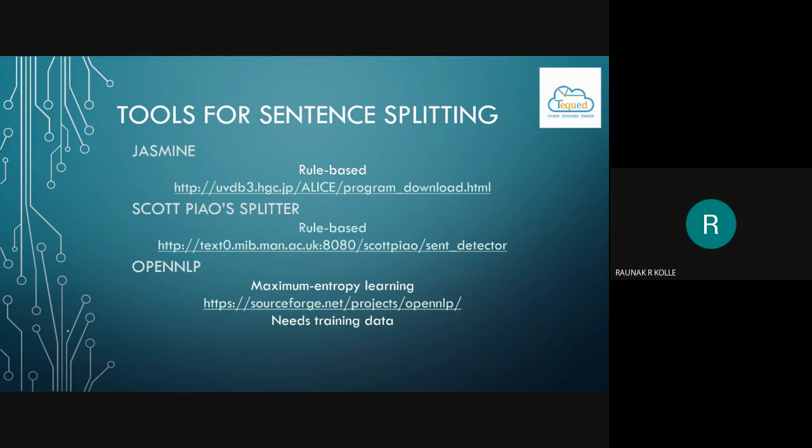Some tools that can be used for sentence splitting are Jasmine, Scott Powers Splitter, and OpenNLP.